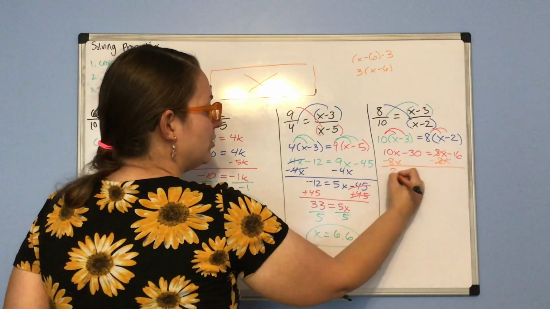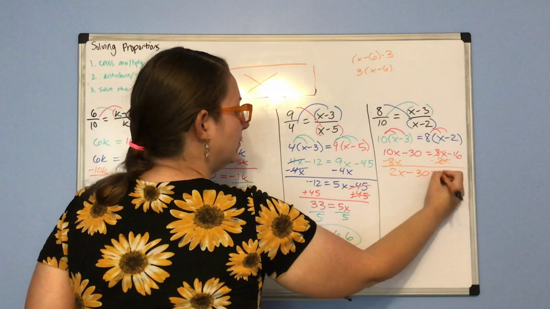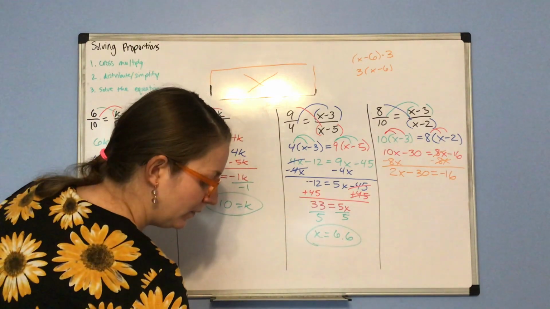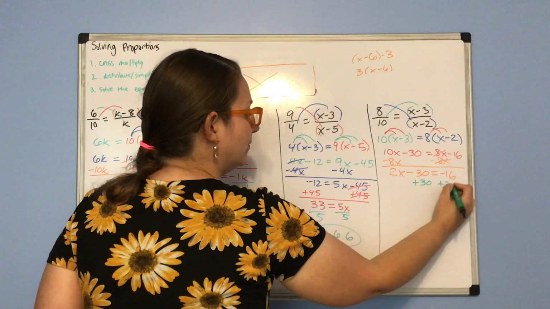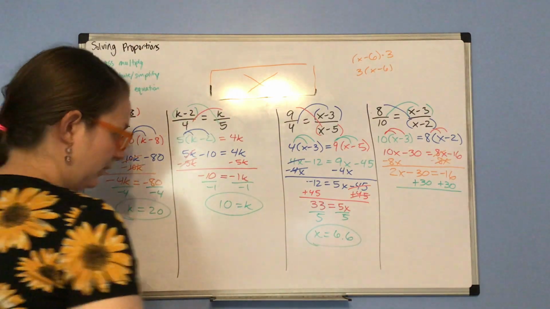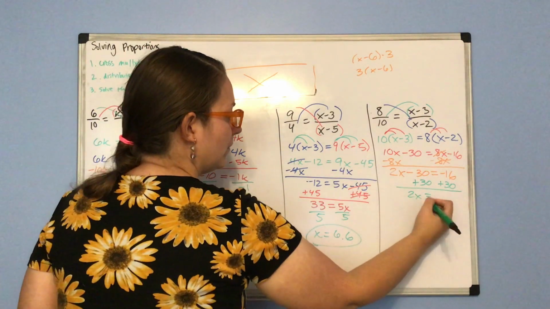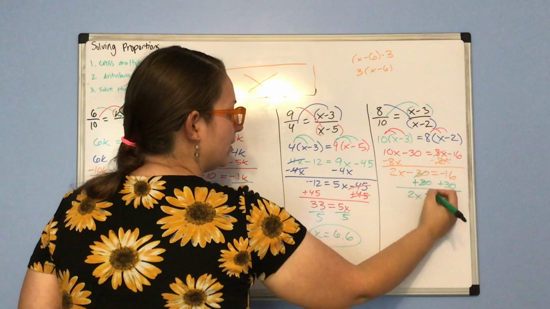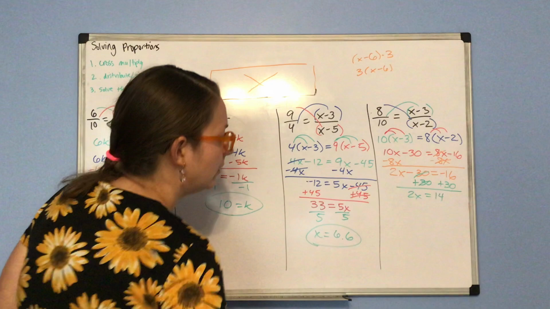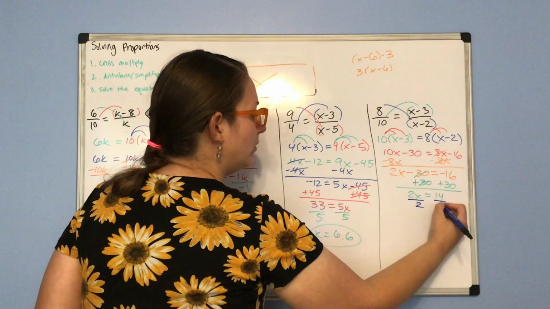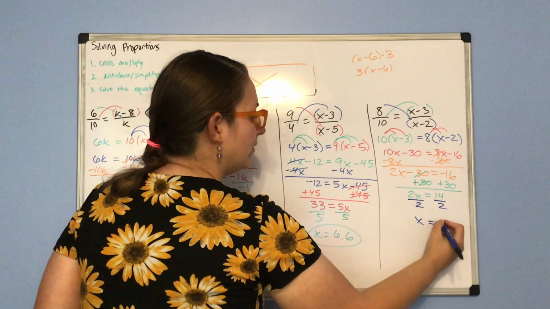10 minus 8x is 2x. We need to undo minus 30 by adding 30. Negative 16 plus 30 is positive 14. And then we divide. Divide by 2. 14 divided by 2 is 7.